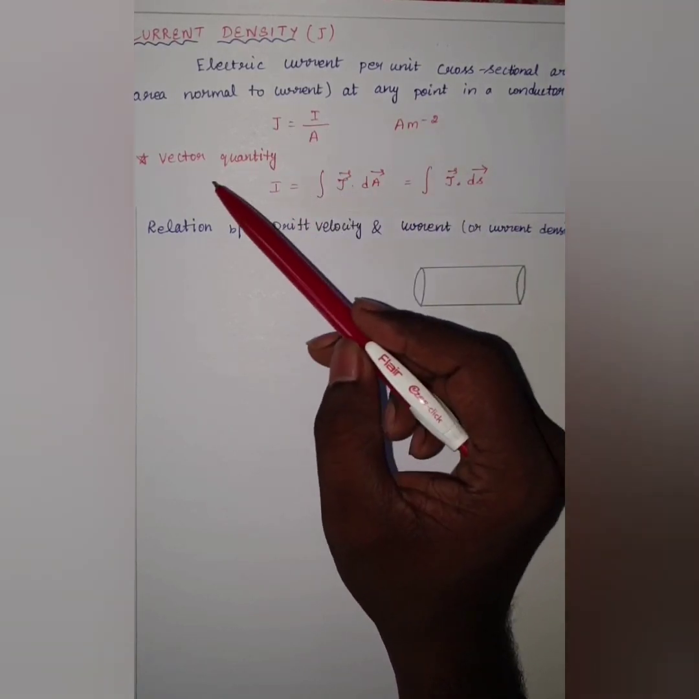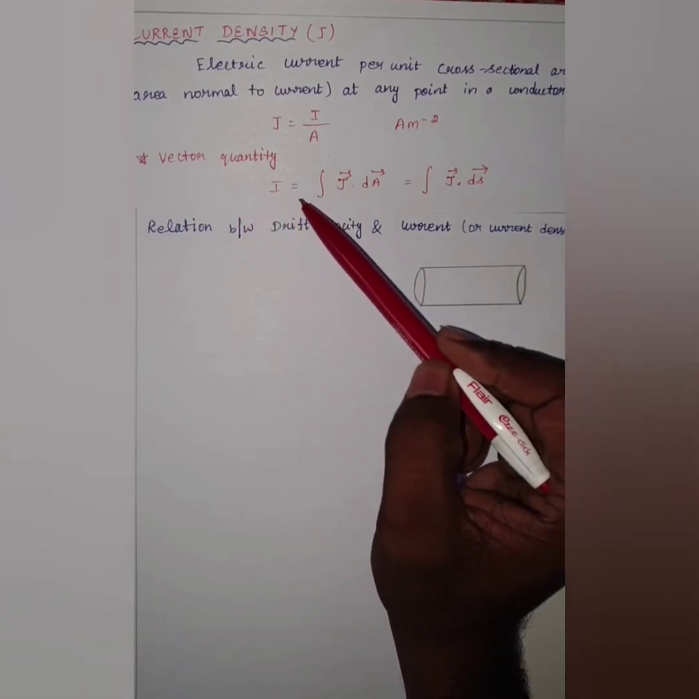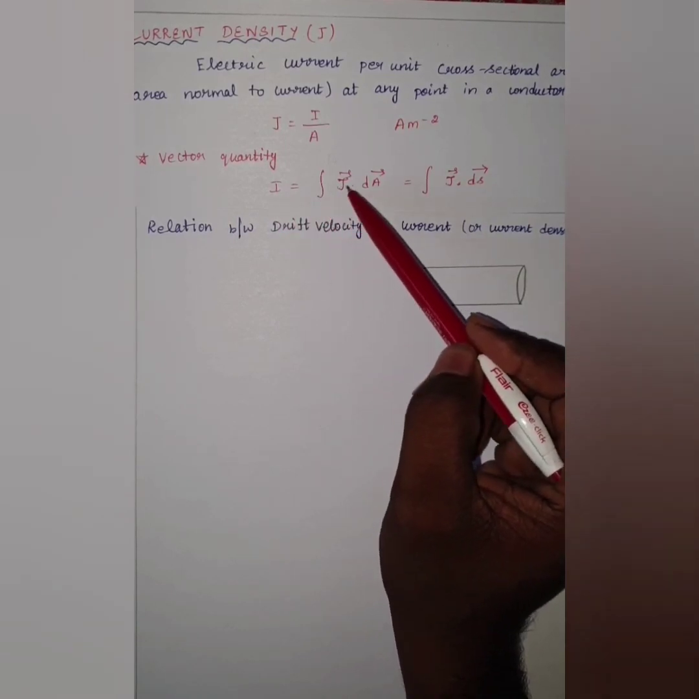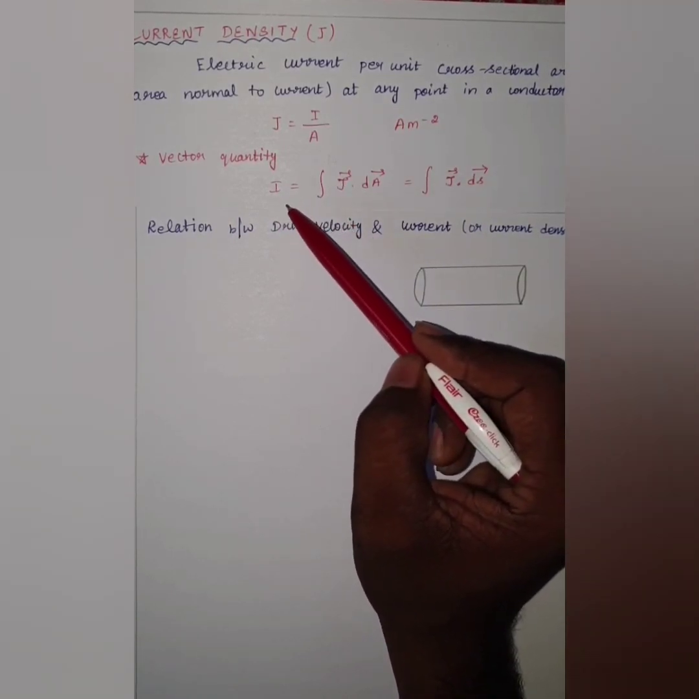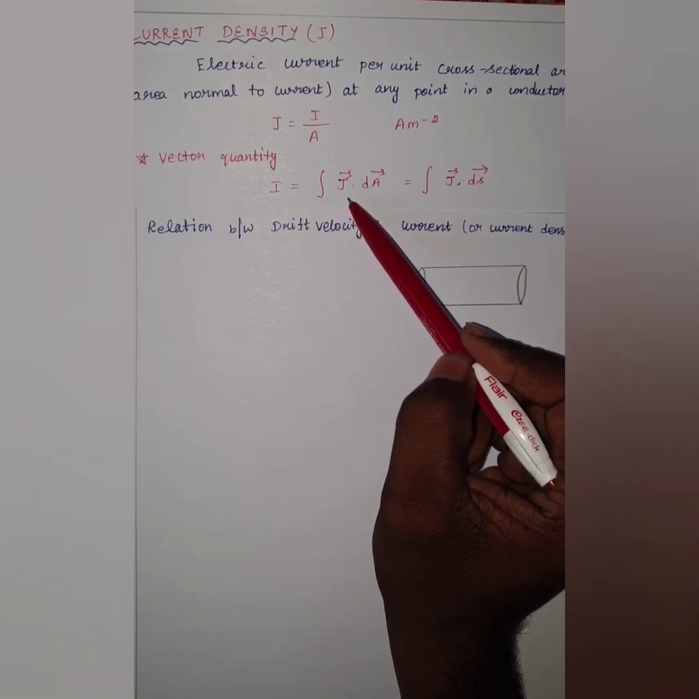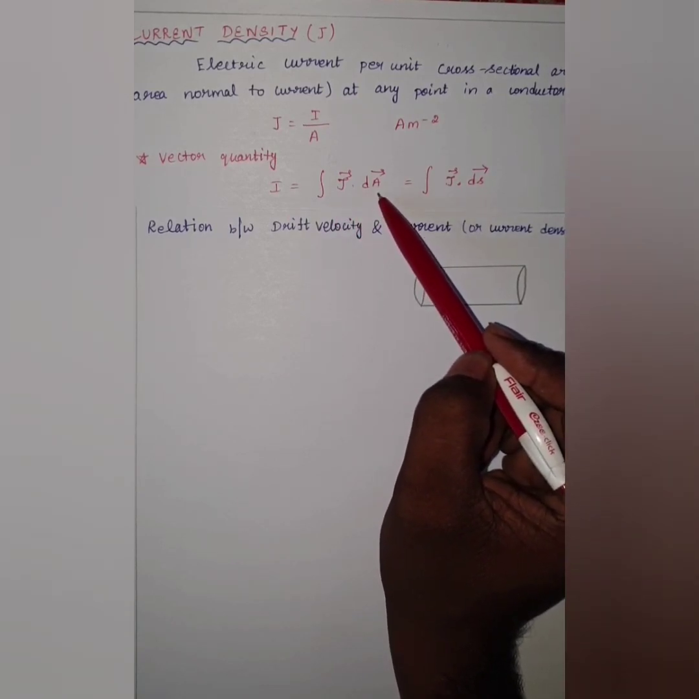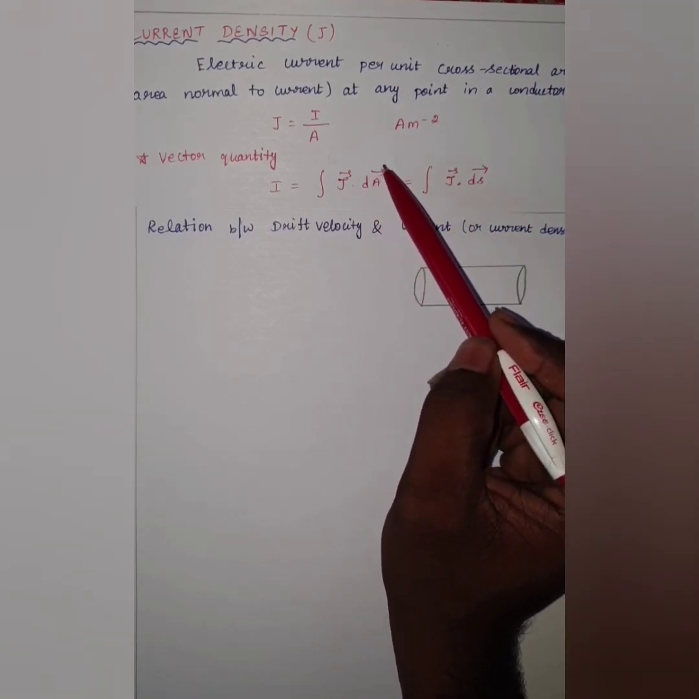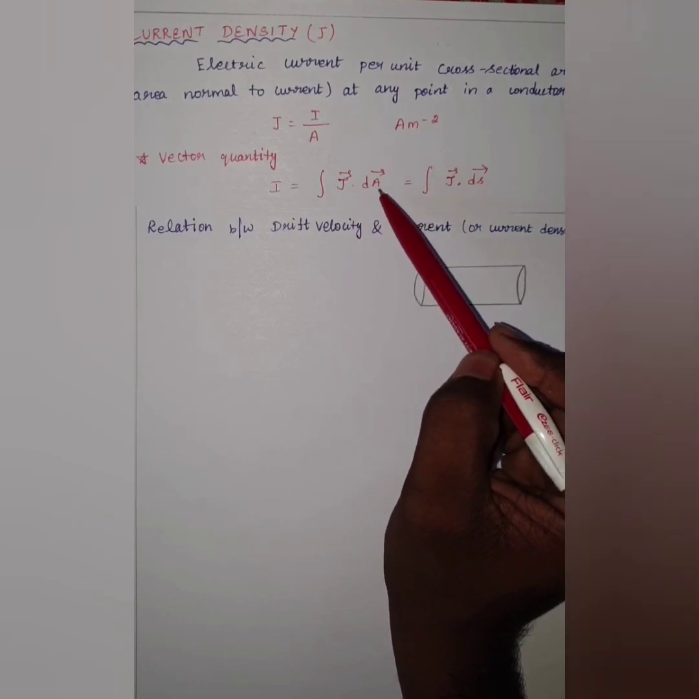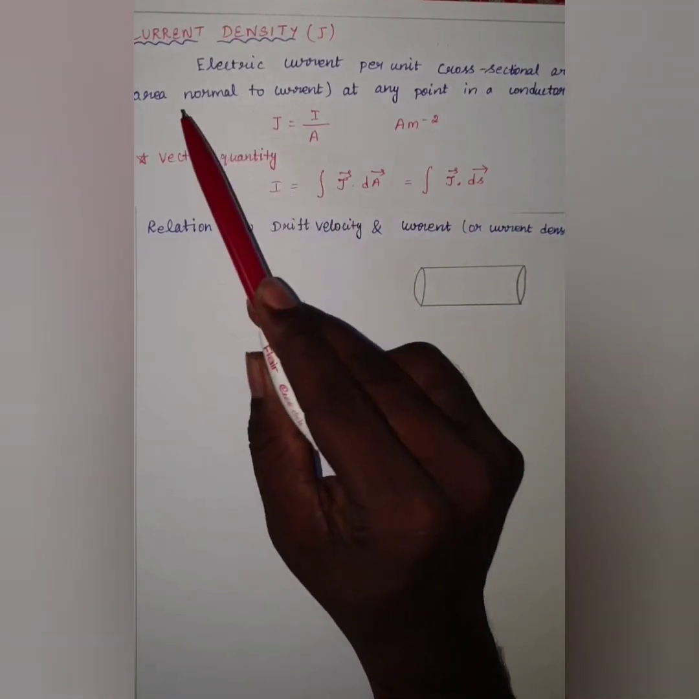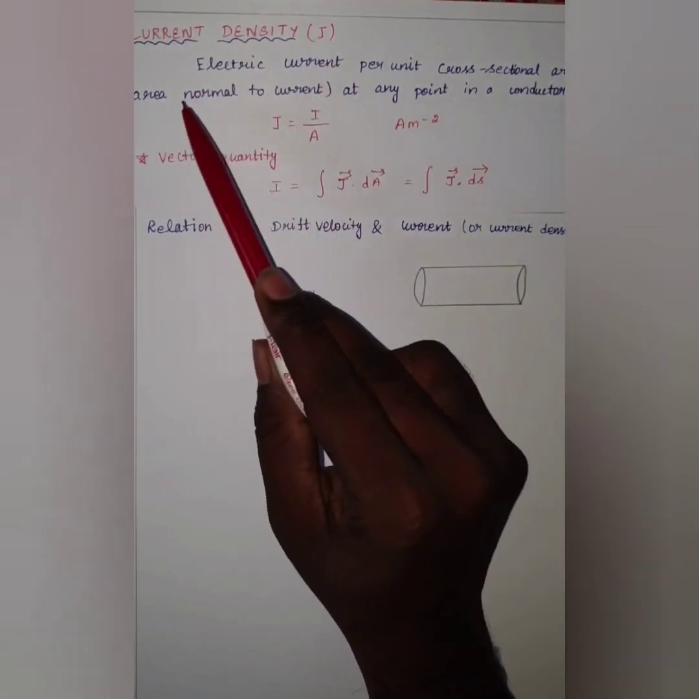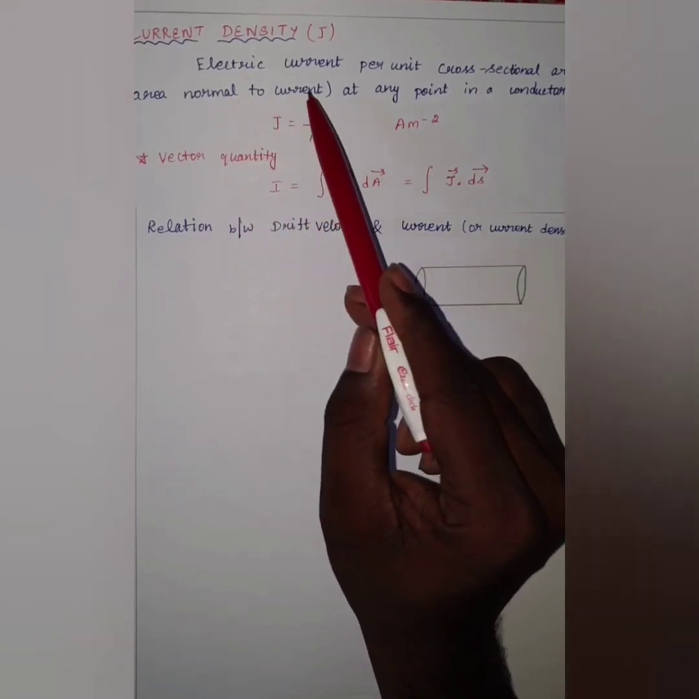Current density is a vector quantity. If J is non-uniform, I can integrate to find the current: I is equal to the integral of J vector dot dA vector. At the microscopic level, a very small area can be taken as a vector quantity, and very important, the area is always normal to the plane. Whatever area you consider should be normal to the current.